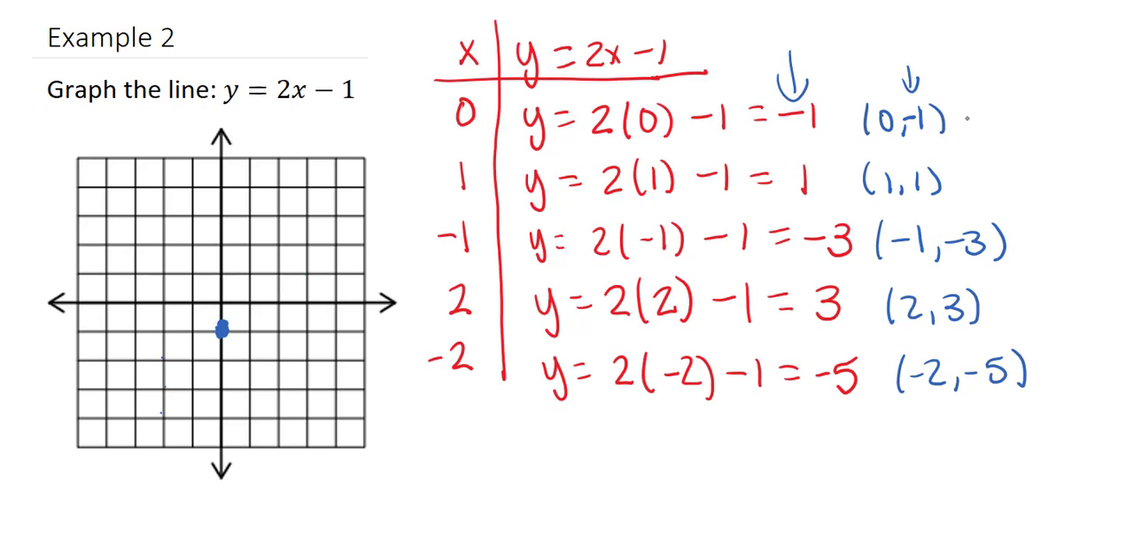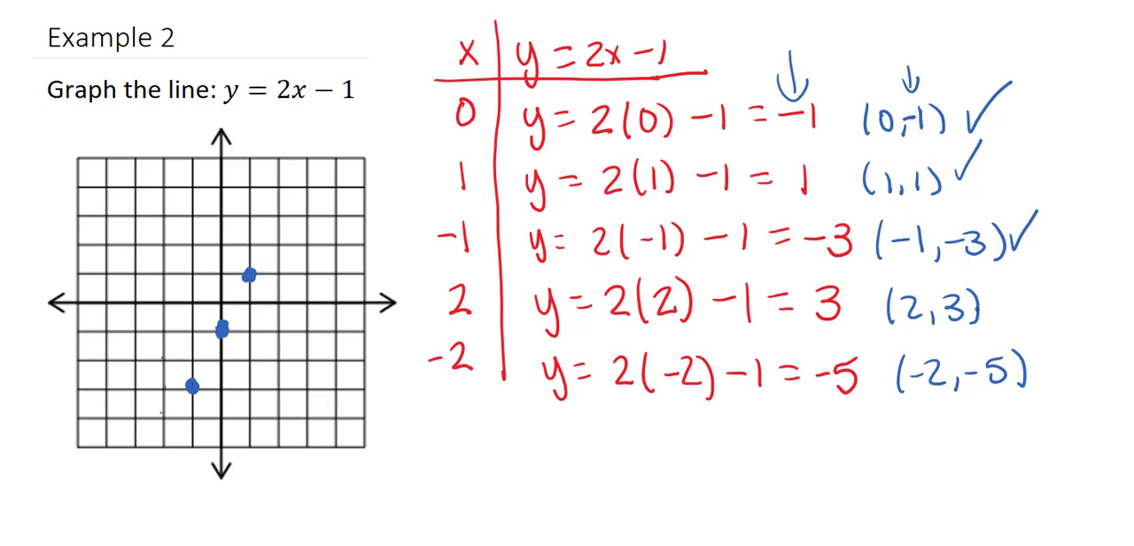Then, let's go to the next one. We'll put a check mark to say we did it. 1, 1. Well, it means we need to go to the right, because it's positive, 1 on the x. Then we need to go up 1. I'll draw a dot right there. Next, we have negative 1 and negative 3. That means we need to go to the left 1 on the x-axis, and then we need to go down 3. So 1, 2, 3. We'll place a dot right there.